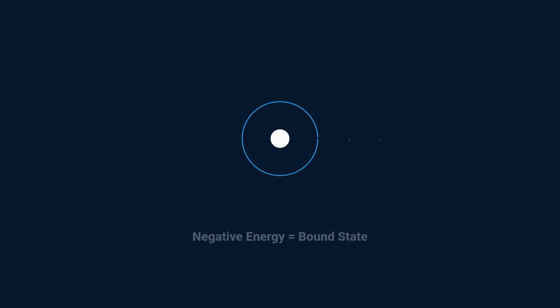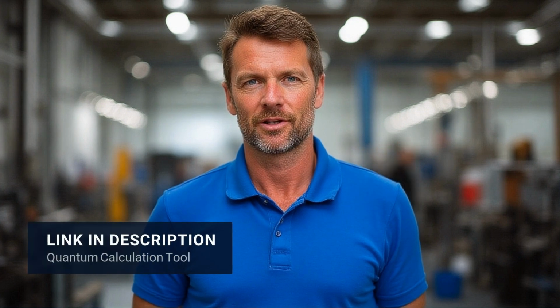The calculator notes that negative energy indicates a bound state, and the ground state at n equals 1 has the lowest energy. This tool streamlines quantum calculations for atomic systems.